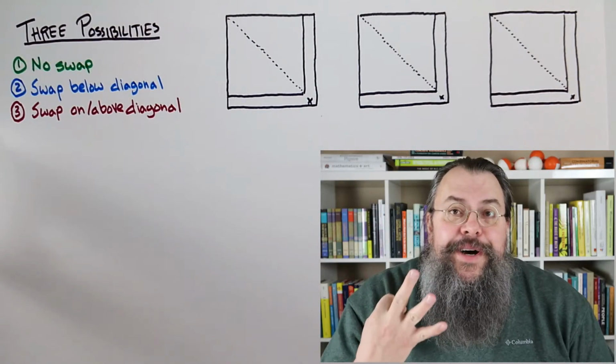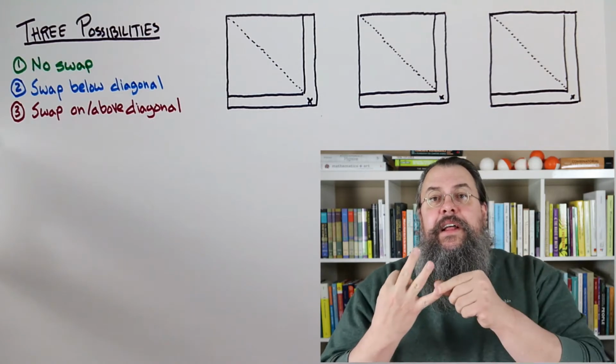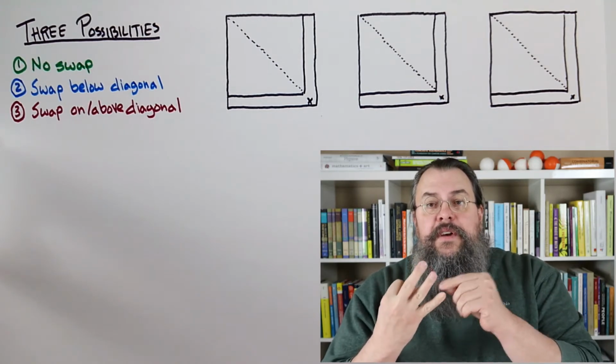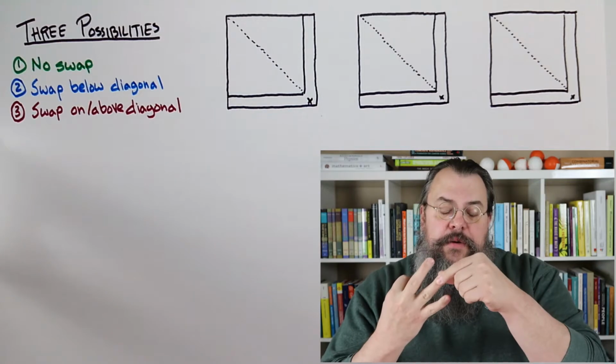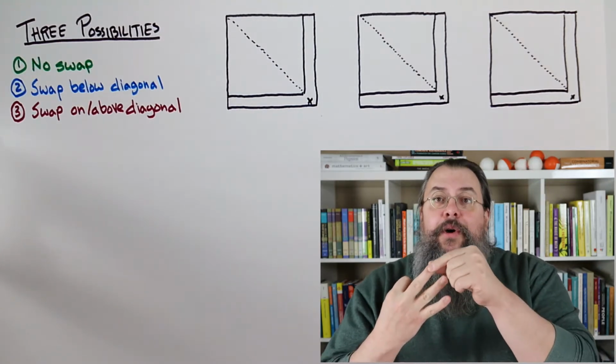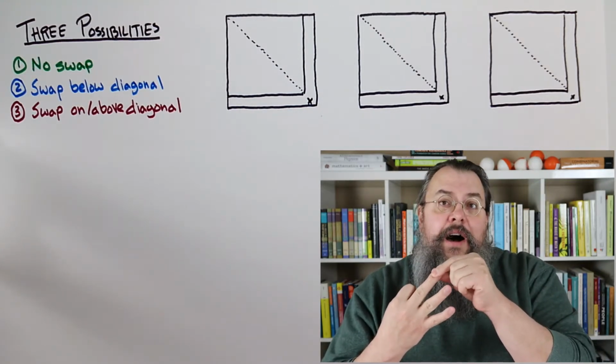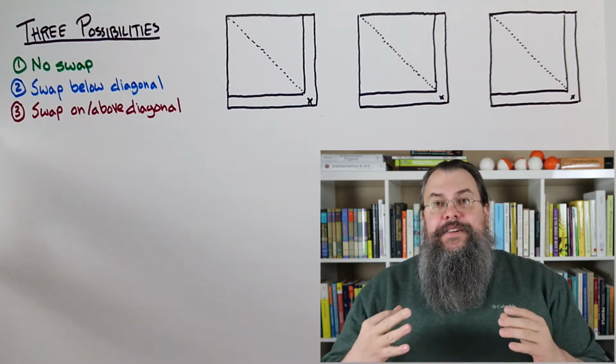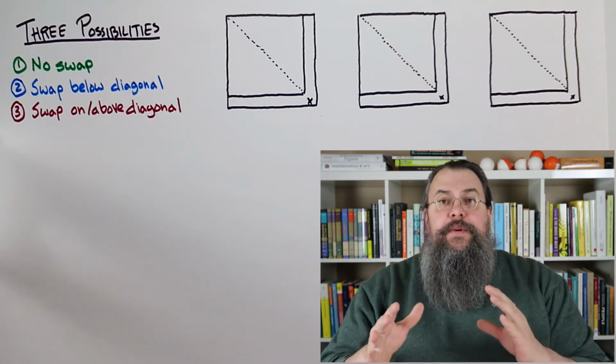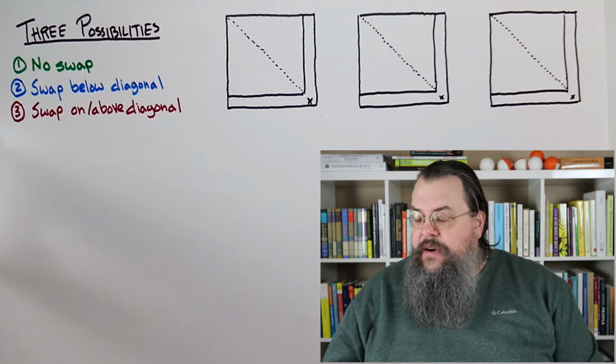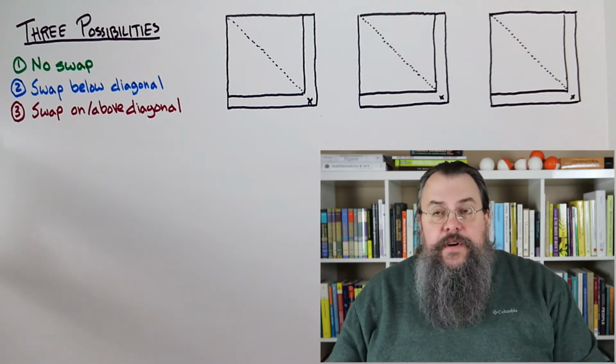So there are going to be three possibilities that we need to talk about. Either we don't do any swap, we do a swap but it's going to be below the diagonal, or we do a swap and it's on or above the diagonal. And we want to understand what's happening in each one of these cases. Okay, so let's talk about our first case.